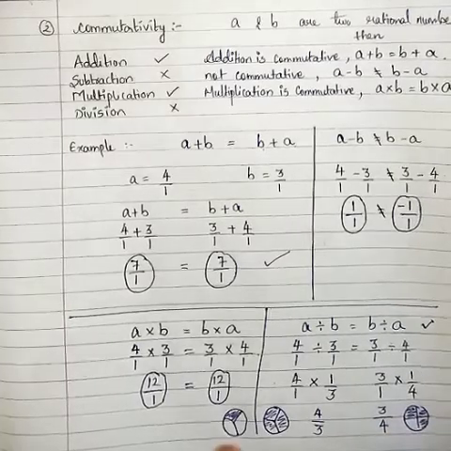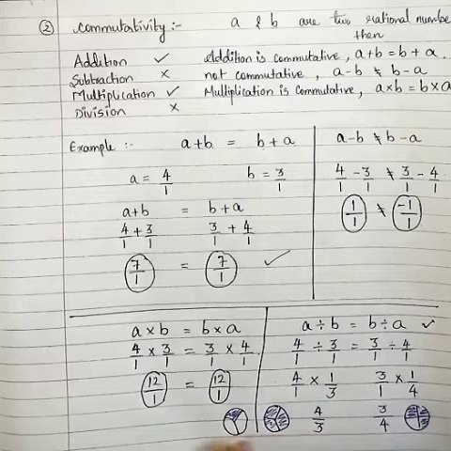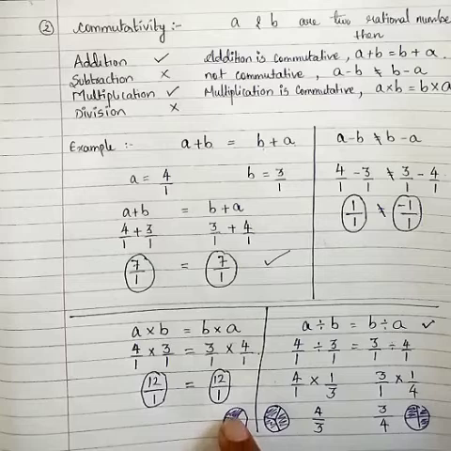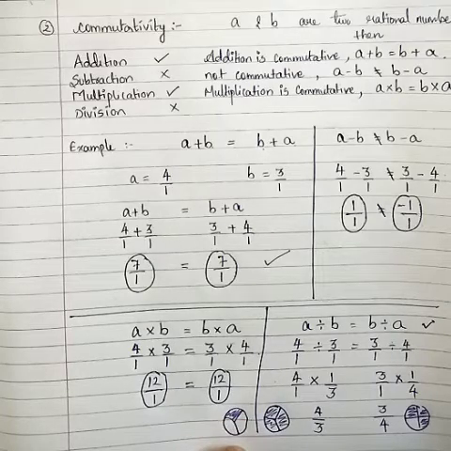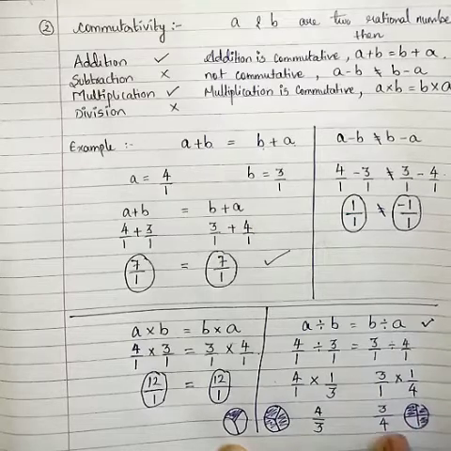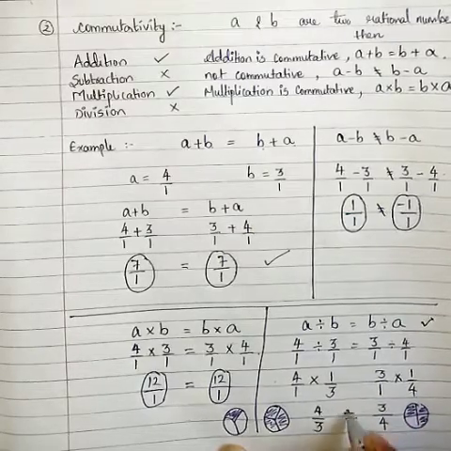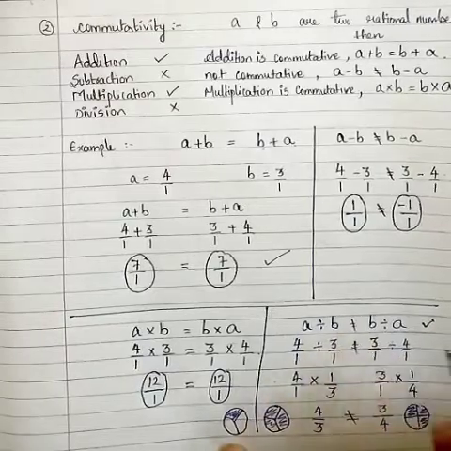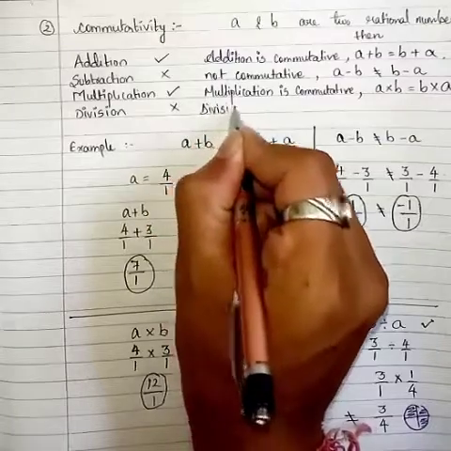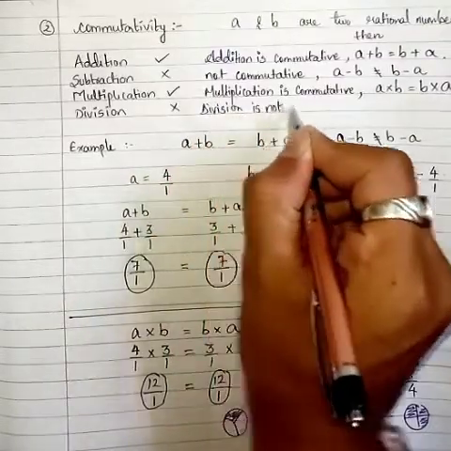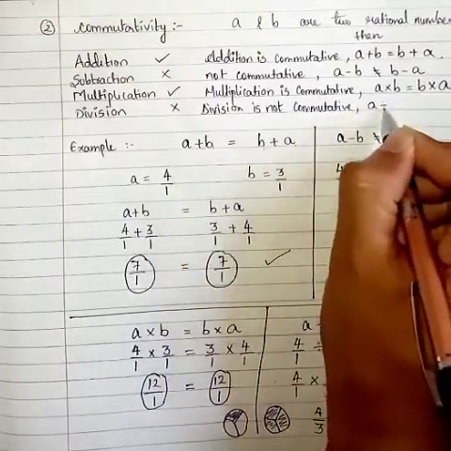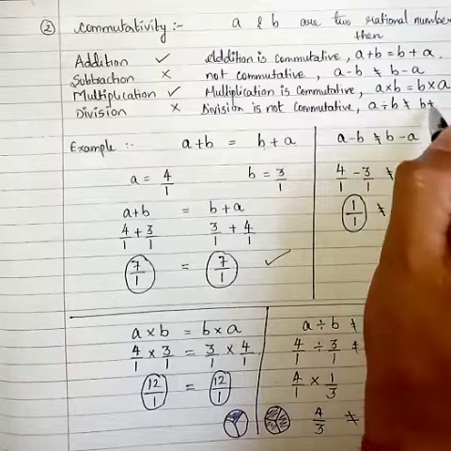So can you say these two are equal? This one contains one circle full, and in the other circle one part is shaded out of 3. Here one circle is also not complete. It means these two numbers are not the same. So division is not commutative. That is, a divided by b is not equal to b divided by a.